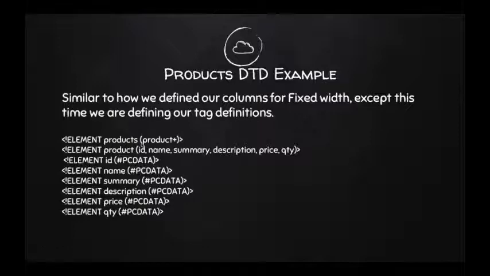Products is going to be the overlying parent tag surrounding all of our products. Inside of products, we're going to have a product, which is going to contain an ID, our name, our summary, our description, our price, and quantity. And then beneath that, we're defining each of the elements and giving them a PCDATA type.